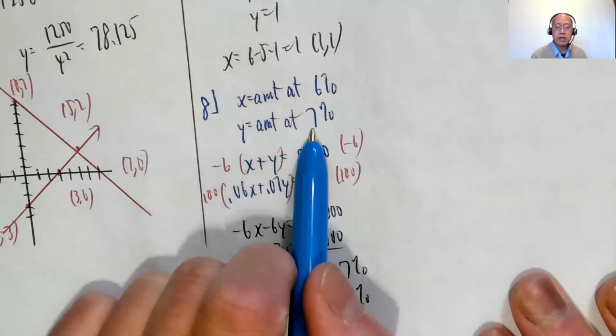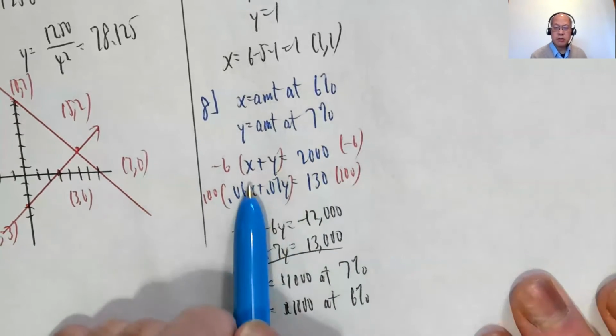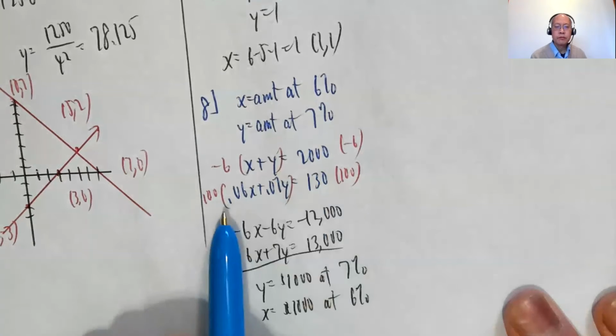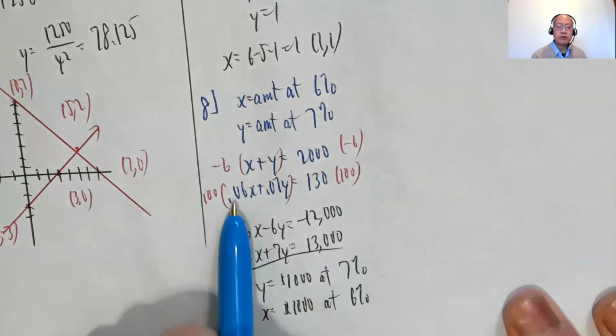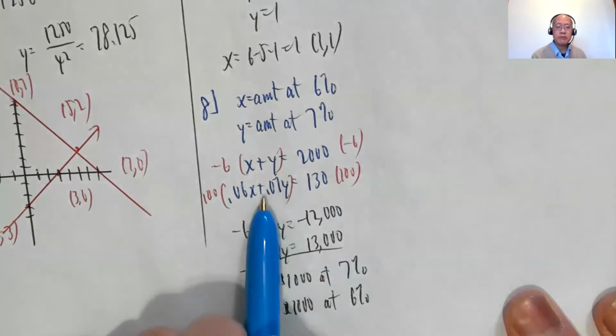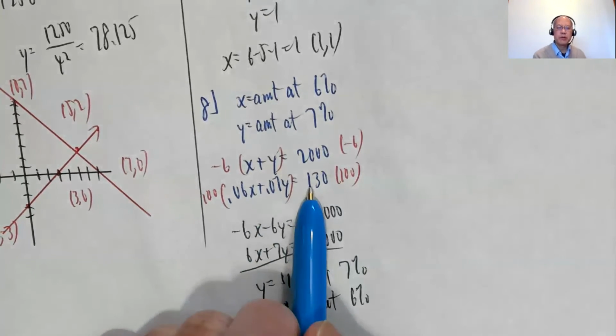Number 8, let x be the amount invested at 6%. Y is the amount at 7%. The total amount was 2,000. So x plus y equals 2,000. 6% of x, 0.06x, plus 7% of y, 0.07y, is equal to 130.